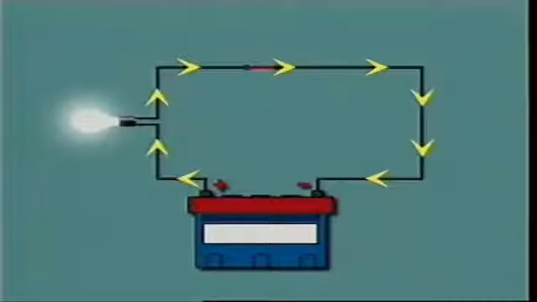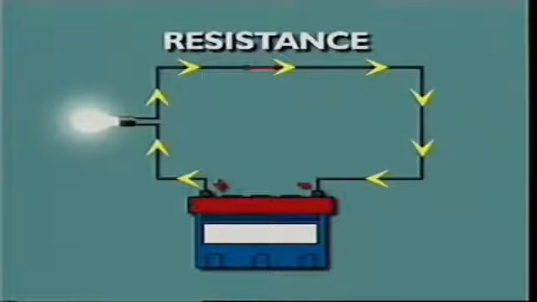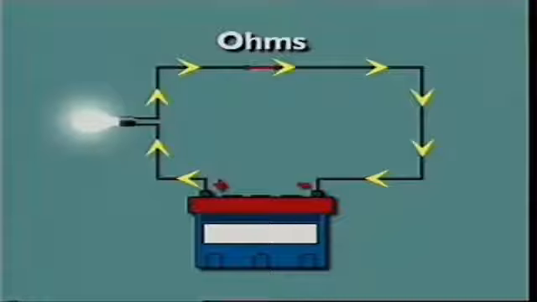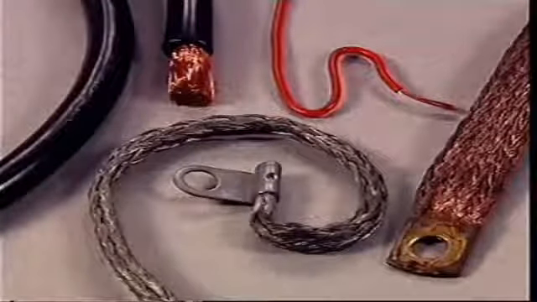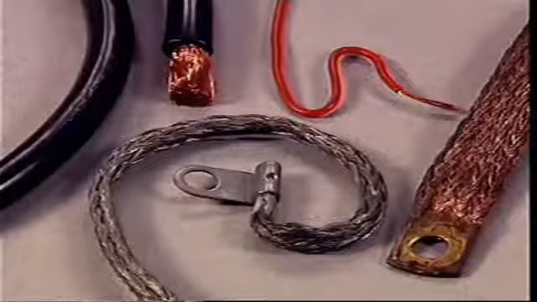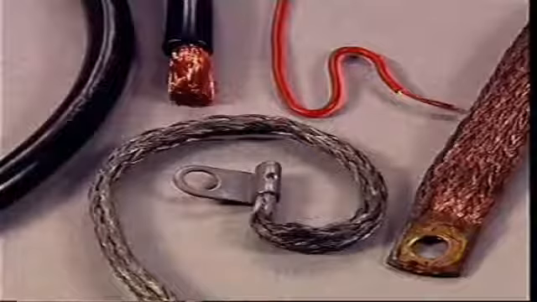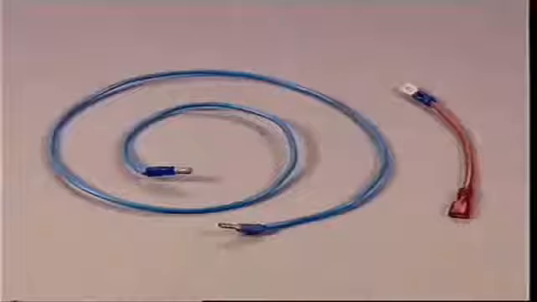Also affecting the current flow in a circuit is electrical resistance, measured in ohms. All materials have resistance, even good conductors. Four factors determine the level of resistance: type of material, whether it has enough free electrons, length of the conductor. As length increases, so does resistance.